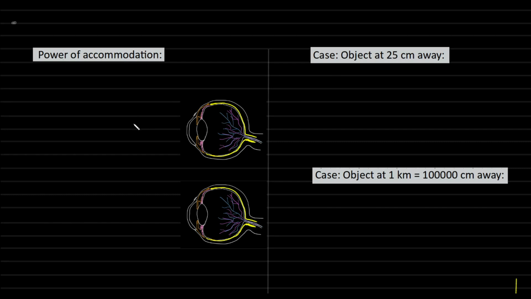Power of accommodation. So what does it mean? See, the thing is, our eye is able to see something as close as 25 centimeter and as far as infinity. So it's able to see such a range of objects. But the eye size will remain the same. In whatever the case is, the size of the eye will not change.